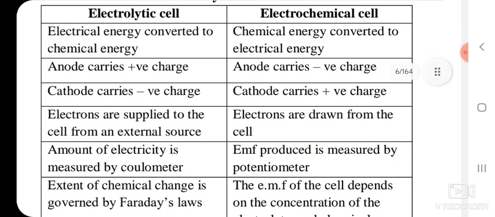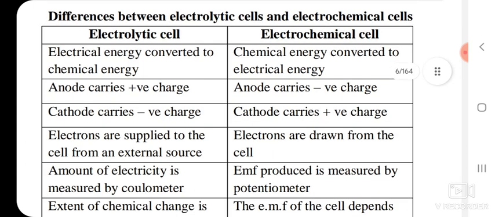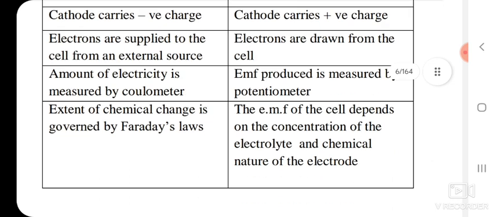In an electrolytic cell, electrons are supplied to the cell from an external source, whereas in an electrochemical cell, electrons are drawn from the cell. In an electrolytic cell, the amount of electricity is measured by a coulometer, whereas in an electrochemical cell, the EMF produced is measured by a potentiometer. In an electrolytic cell, the extent of chemical change is governed by Faraday's laws, whereas in an electrochemical cell, the EMF depends on the concentration of the electrolyte and the chemical nature of the electrode.